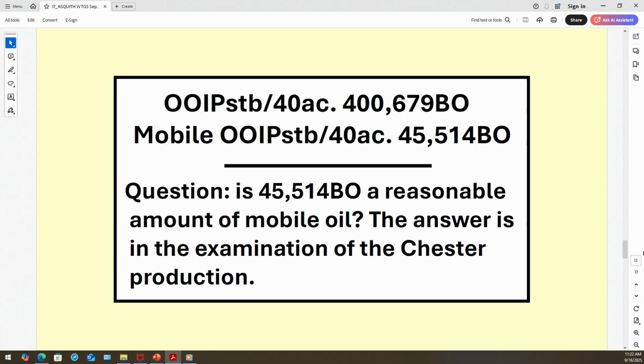So we have an OOIP, which is reasonable for this reservoir, of over 400,000 barrels of oil, but we get a mobile oil of only a little over 45,000. The question is, is 45,514 a reasonable amount of mobile oil? The answer is in the examination of the Chester production.